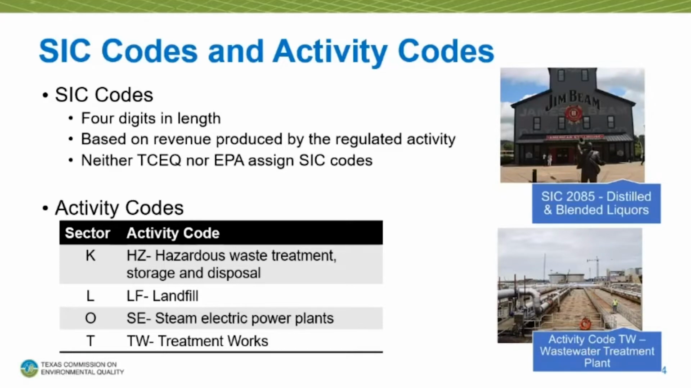We also use activity codes because there are certain kinds of industrial processes that aren't usually well described with an SIC code because maybe revenue isn't a big part of that industry group. And so those are as follows on the screen. We have just 4 of them. HZ is the activity code for hazardous waste treatment, storage, and disposal. LF is for landfill, SC for steam electric power plants, and TW for treatment works, or like a wastewater treatment plant, shown on the right there.